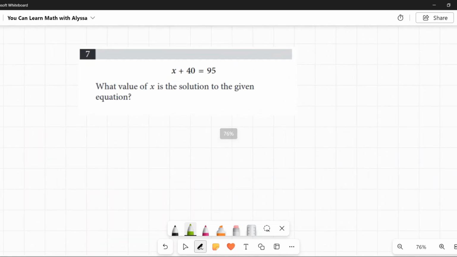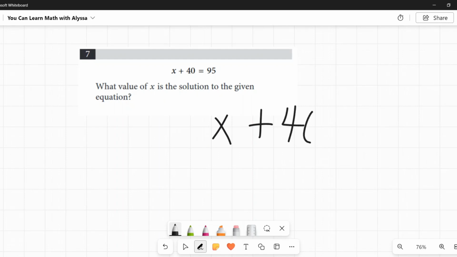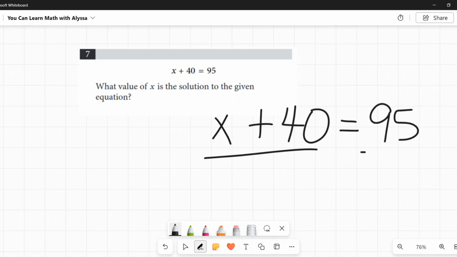Okay, number 7, x plus 40 equals 95. What value of x is the solution to the given equation? When you have an equation in algebra, balance is key. It's like a teeter-totter. The left and right sides are equal to each other. They have to stay balanced. So anything I do to the left, I also have to do to the right.